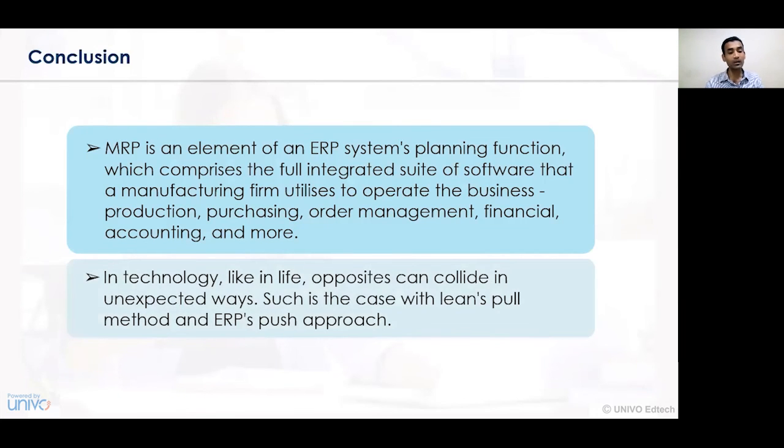So simultaneously, many activities in the case of ERP and MRP are being undertaken, and these activities are implemented at all levels, may it be production, purchasing, order management, finance departments, and so on. In technology, like in life, opposites can collide in unexpected ways. Such as in the case of the lean method, ERP can also approach and collide in different organizations. So a coordination of activities in terms of lean MRP or an ERP system can be implemented, and both activities can be performed.